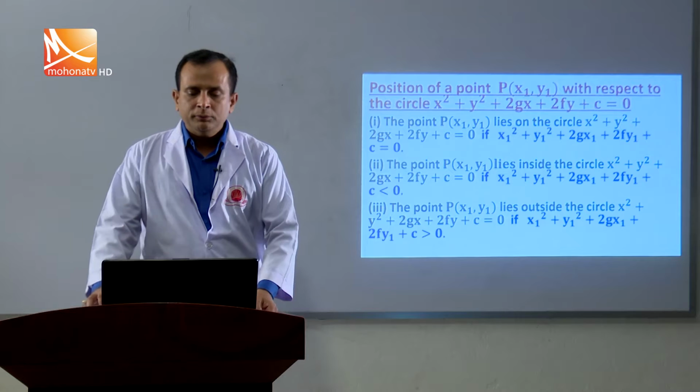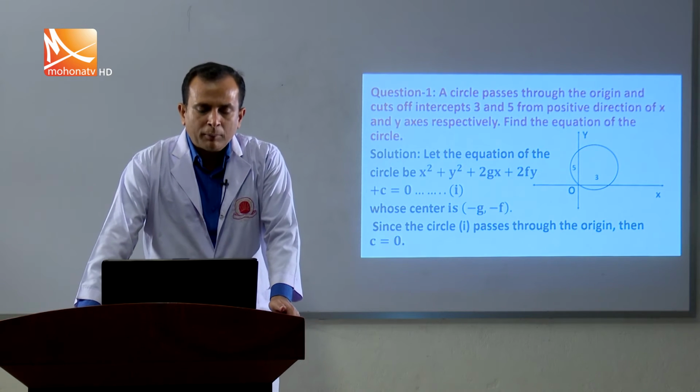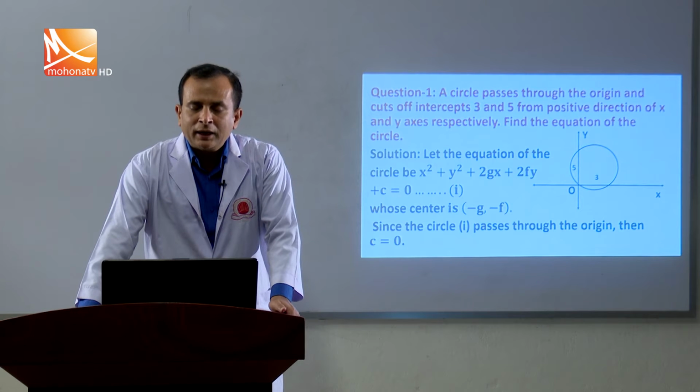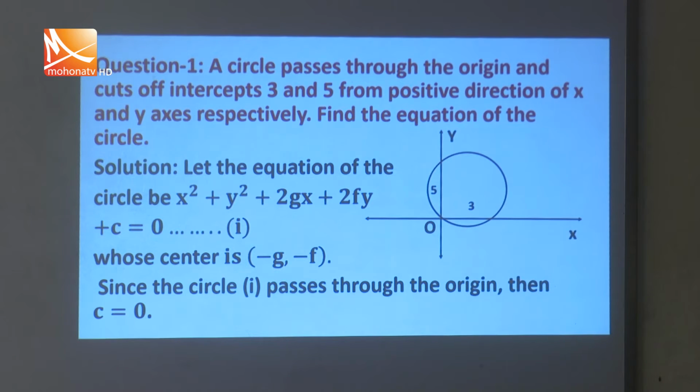Now we would like to see some questions. Question number 1. A circle passes through the origin and cuts off intercepts 3 and 5 from the positive directions of the x and y axes respectively. Find the equation of the circle. Let the equation of the circle be x square plus y square plus 2gx plus 2fy plus c equals 0. This is equation number 1, whose center is (minus g, minus f).